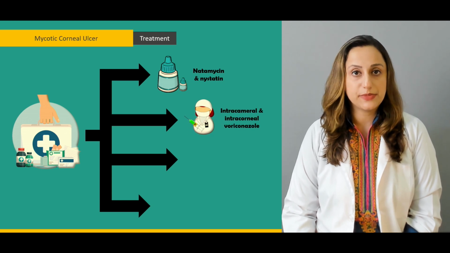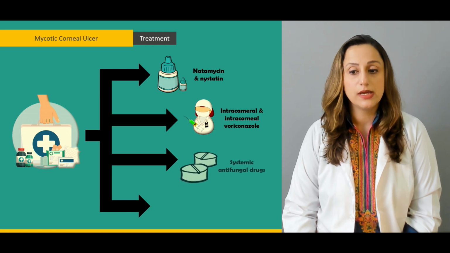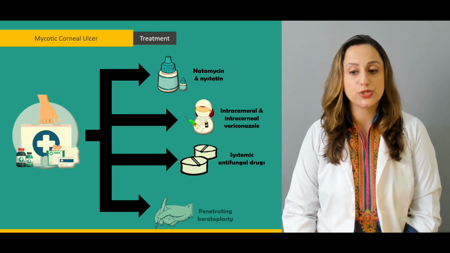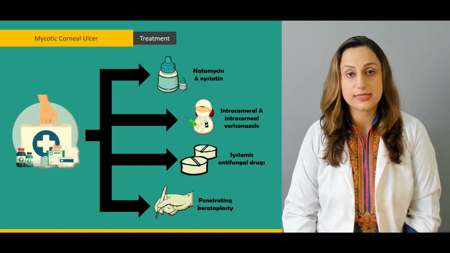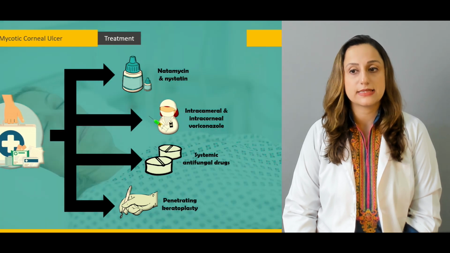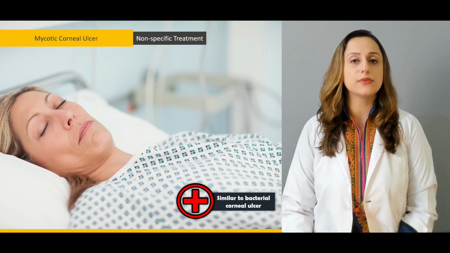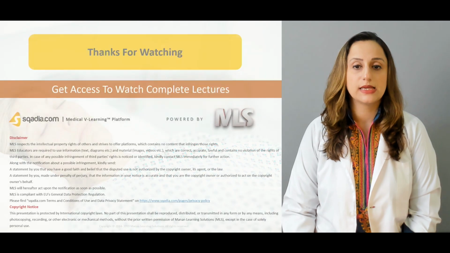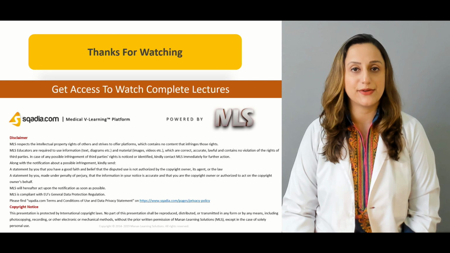You would prescribe the patient intrastromal or intracorneal voriconazole. The systemic antifungal drugs are also prescribed. Along with that, we give the advice of a penetrating keratoplasty if it is indicated in the uncomplicated cases as well. The non-specific treatment is quite similar to the bacterial corneal ulcerations. You would give systemic antibiotics coupled with steroidal therapy.